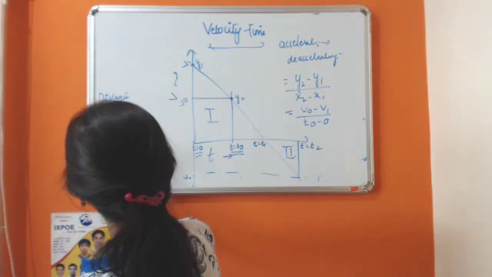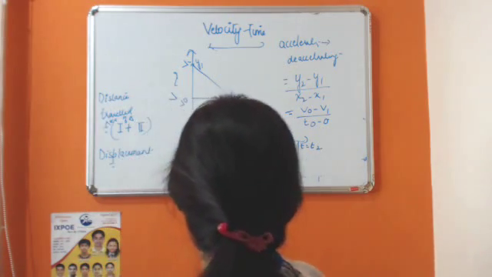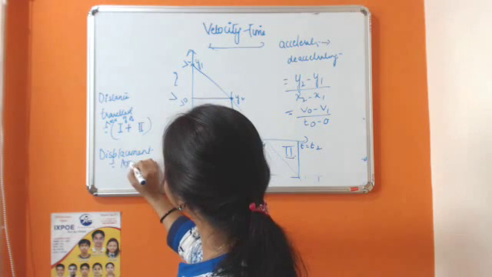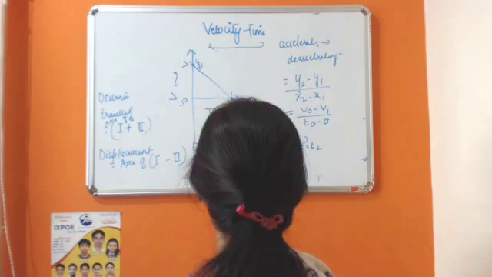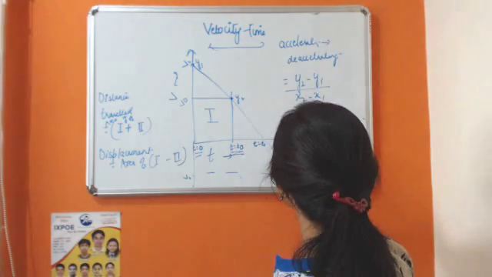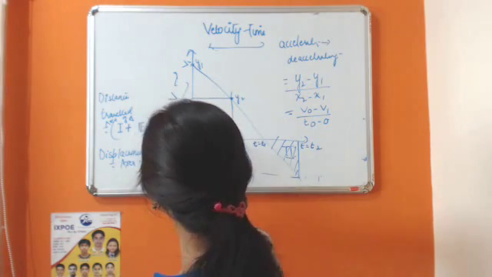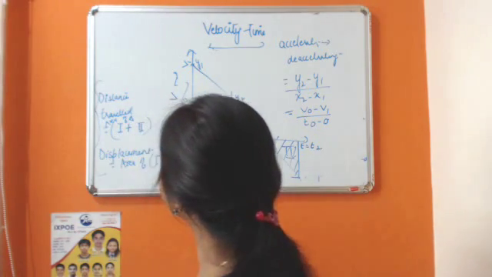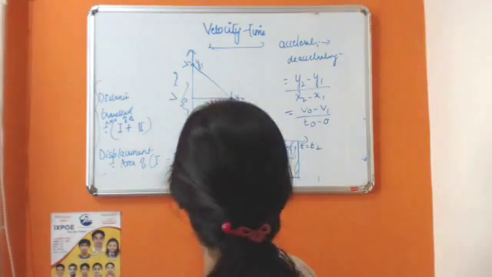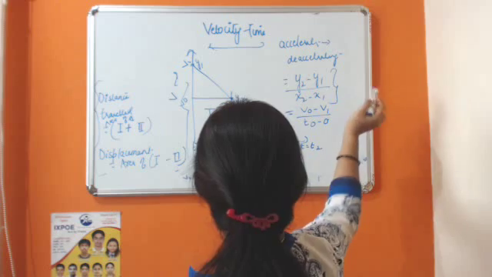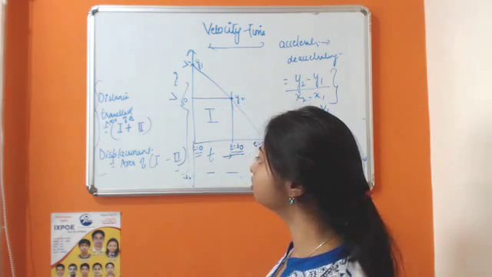Whereas in case of displacement, as we have already discussed, displacement is a vector quantity. So displacement will be area of triangle 1 minus area of triangle 2. Why are we subtracting this? Because it is lying below the x-axis. So this is how you will understand the difference between distance and displacement. So whenever you have any curve, by using the slope formula you can find acceleration, and by using the area formula you can find distance traveled or displacement.